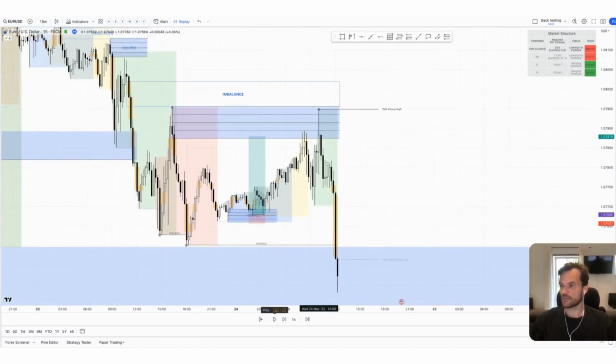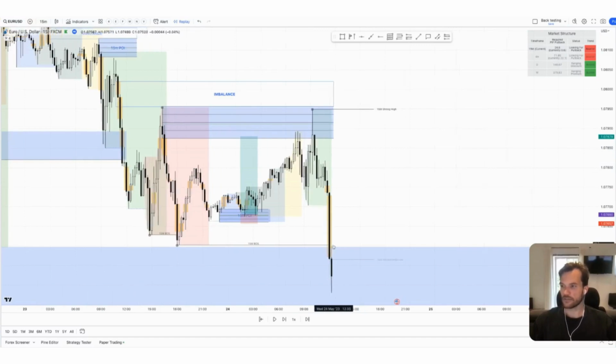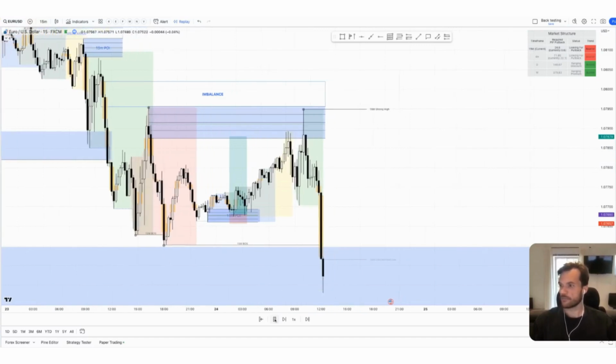So another break of structure, big wick high. However, I guess it did sweep liquidity in a sense. Got some liquidity swept there. No imbalance left behind really. Maybe on the lower time frame, and then the breaker structure here. So let's keep going forward.